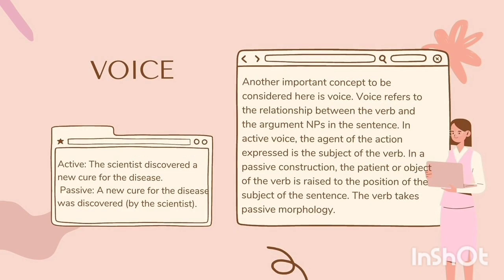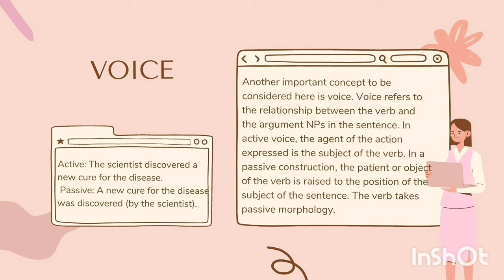Another important concept to be considered here is voice. Voice refers to the relationship between the verb and the arguments in the sentence. In active voice, the agent of the action expressed is the subject of the verb. The verb then takes active morphology. In a passive construction, the patient or object of the verb is raised to the position of the subject of the sentence. The agent is then optionally expressed as a prepositional phrase and the verb takes passive morphology.